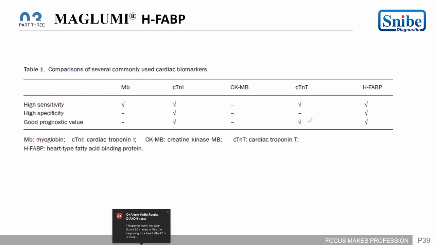So the overall conclusion of this comparison of commonly used cardiac markers is that with respect to high sensitivity, specificity, and good prognosis, troponin I HS is the ideal marker to rule out myocardial infarction. Along with high sensitivity troponin I, HFABP, a heart-type fatty acid binding protein, is also a good marker for that.